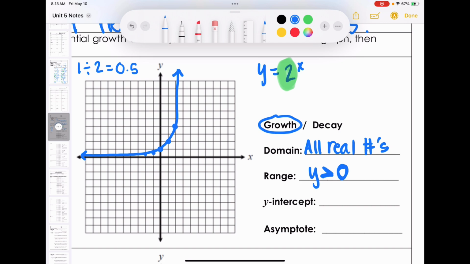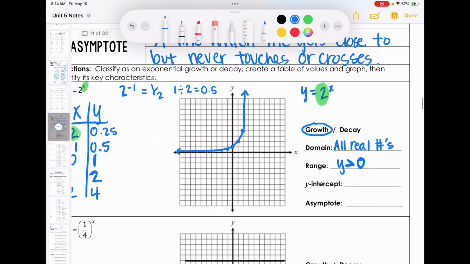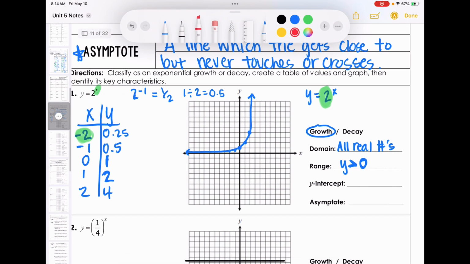All right, the y-intercept. So if you go to your table, you find where x is 0. This point right here is your y-intercept. So 0, 1. And then your asymptote is the same thing as your range. I'm just going to put an equal sign instead of the greater than sign. All right, and that's how you graph an exponential function.